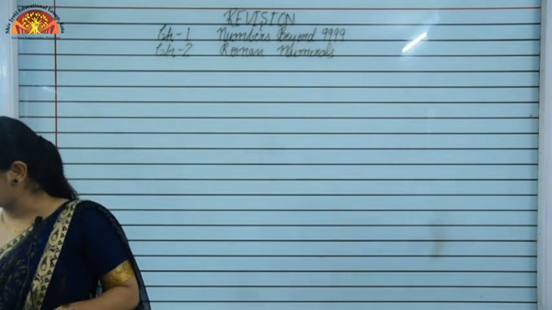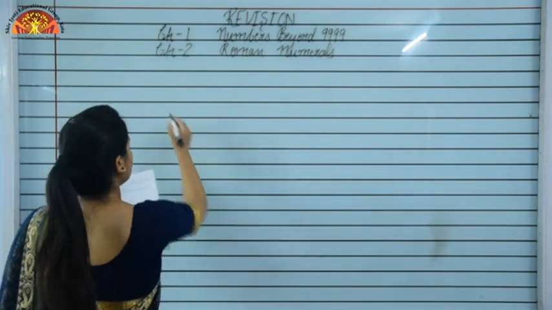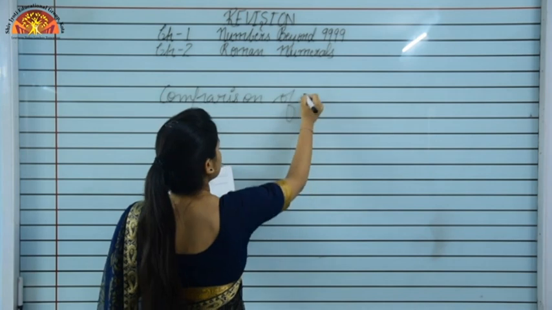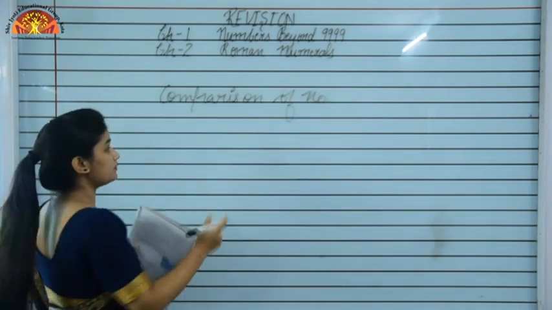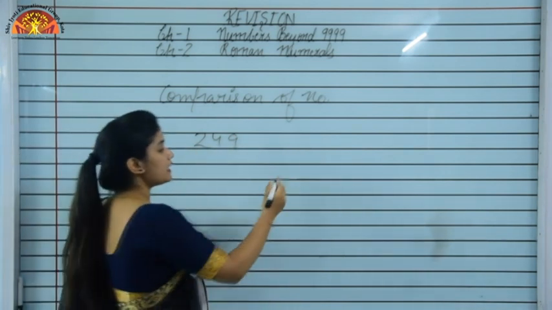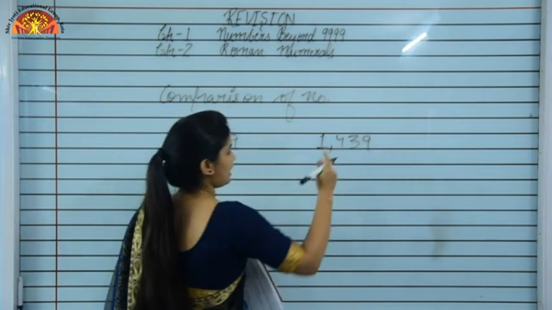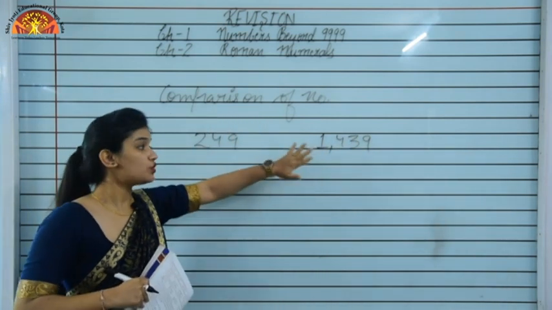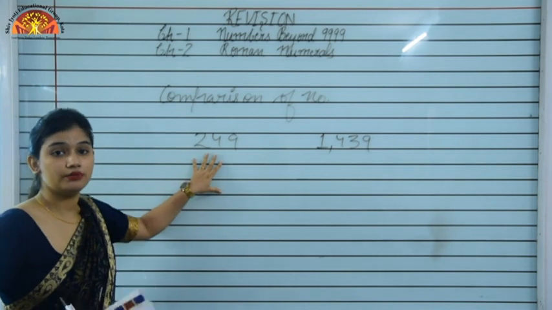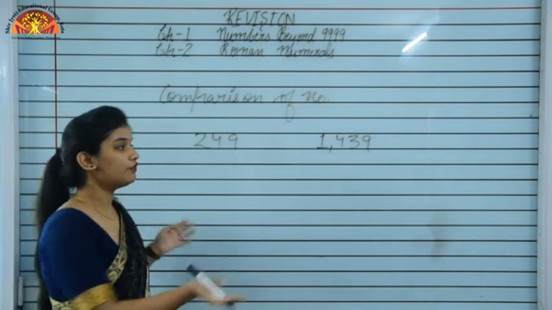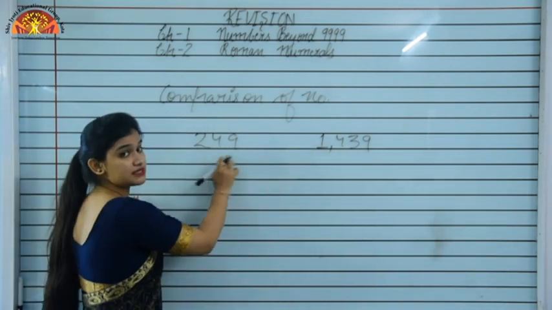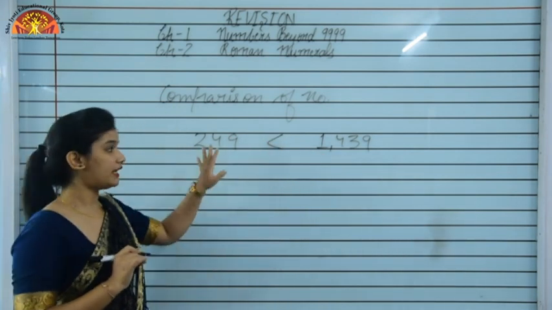And the next topic is comparison of numbers on page number 9. On page number 9 we see comparison of numbers. So how can we compare the numbers? Suppose we are taking 249, which is a 3-digit number, and the next number we are taking 1439. This is a 4-digit number. So obviously students, a 4-digit number will be more than a 3-digit number. The number that has more digits will be greater than the other number. We see 4 digits here and we see 3 digits here. It means this number will be greater than this number.